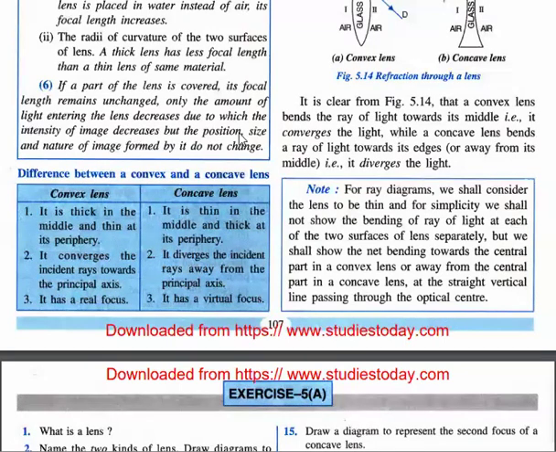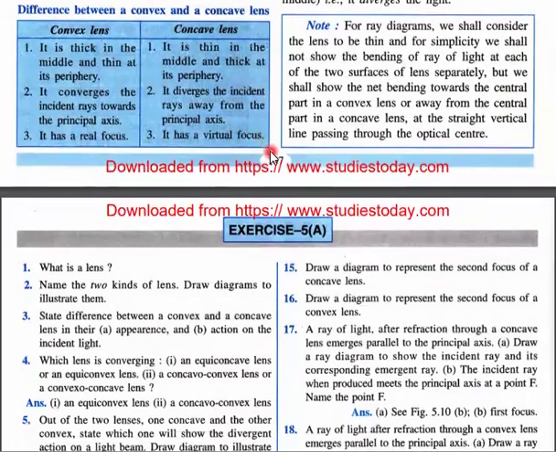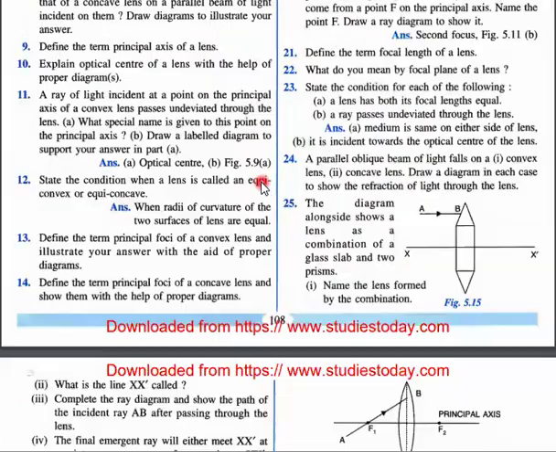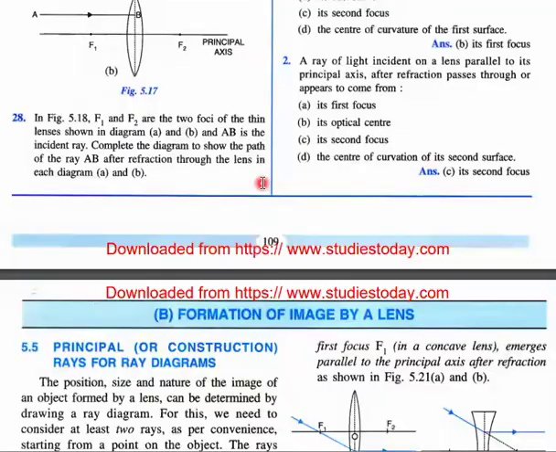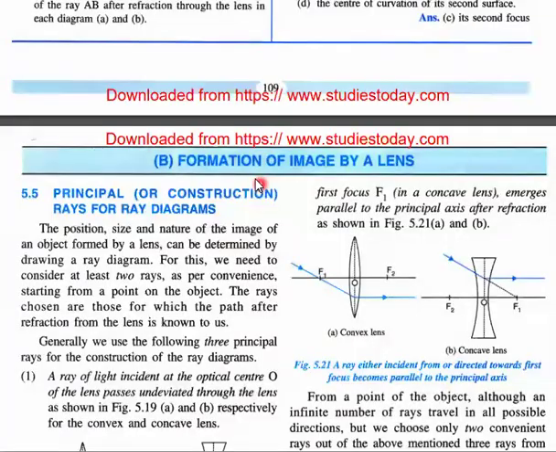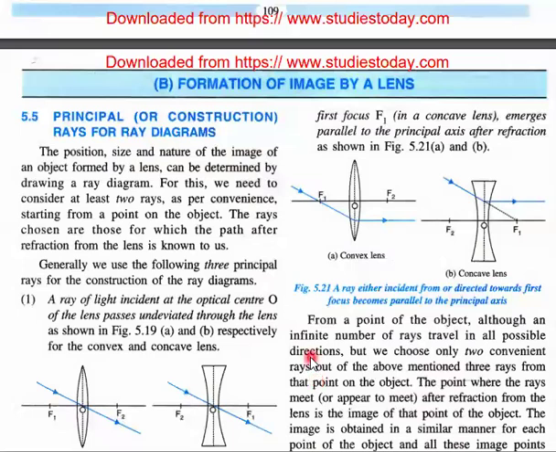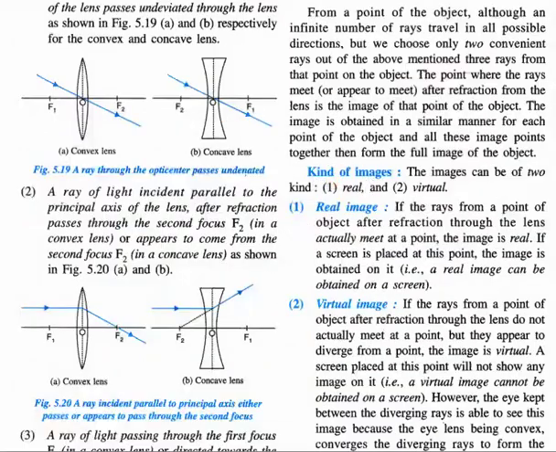Then we'll go to the next page. Oh, it's exercise. So we're going to go further. We have formation of image by lens. And the thing you have to read over here is, go down, you have kinds of images. That's what you have to remember. In the kinds of images, there are two kinds, the real and virtual.